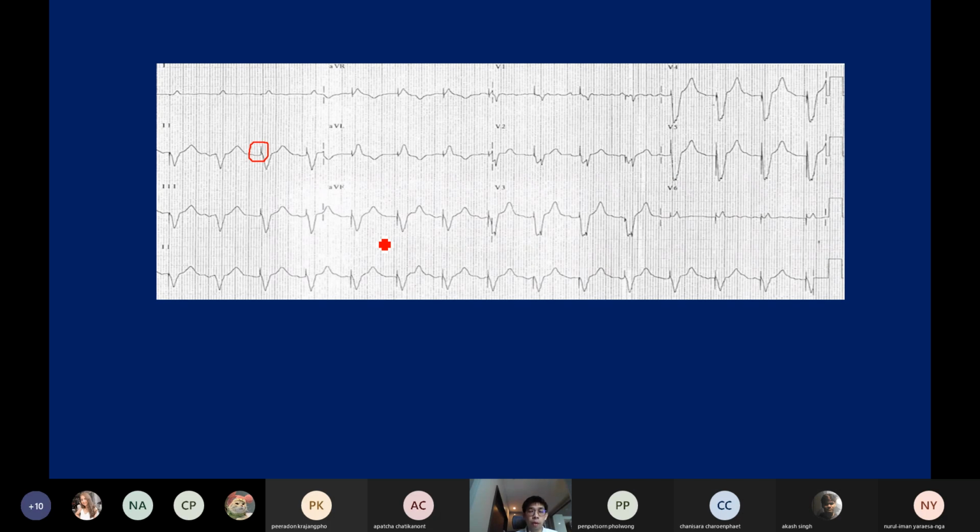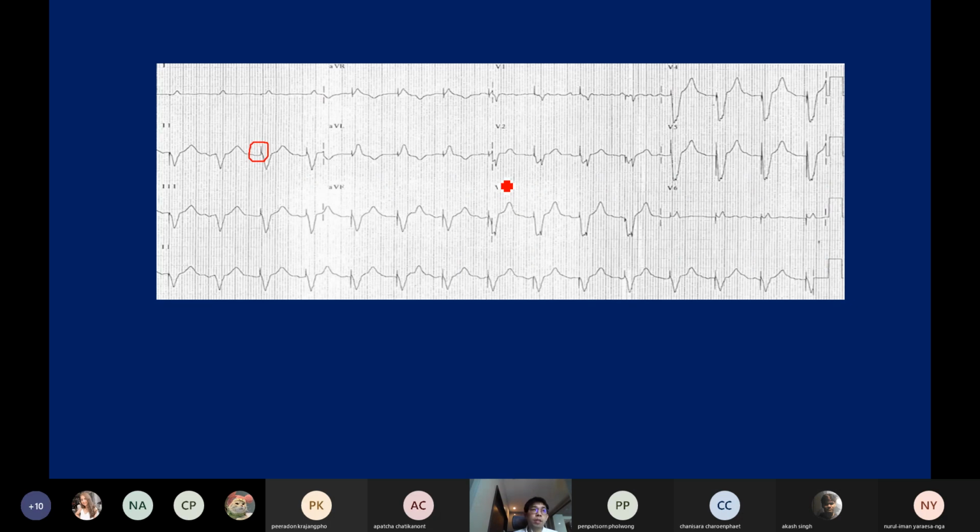You should look for the P wave. If there is a pace spike in front of the P wave, you know that there must be an atrial lead. But in this case, there is no pace spike in the atrium. So you need to see if the atrium is sensed or not. But how can you do that?